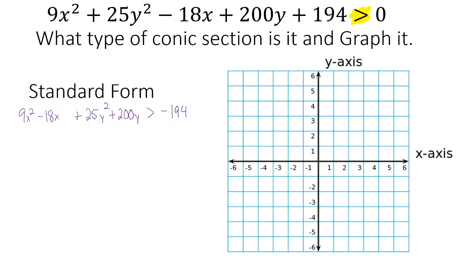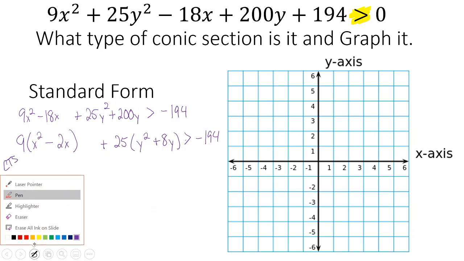Just so happens I've got another ellipse, it looks like. I think it's going to be. So I've got 9 times x squared minus 2x plus 25 times y squared plus 8y is greater than negative 194. Now, the next step I want to do to get to graphing form is perform a CTS.